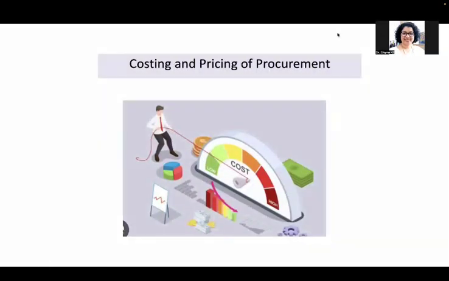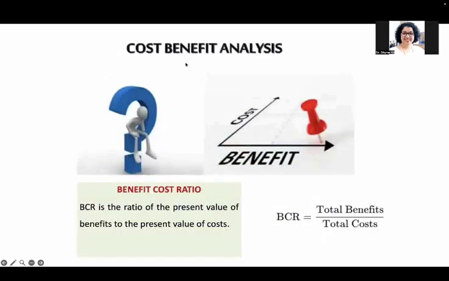Welcome to the video session of Business Environment for Logistics and Supply Chain Management. Here in this brief session, we are discussing a few problems which we have already discussed in this chapter, costing and pricing of procurement. So first we will examine the cost benefit analysis.